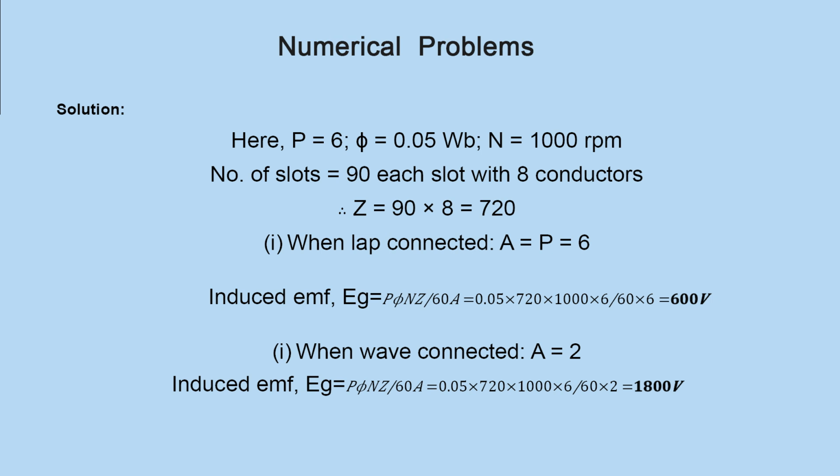So you will get some kind of objective question: whenever there is a change in the configuration of a DC machine from lap wound to wave wound, what will be the effect on the induced EMF? And no doubt the induced EMF will be increased, considering all other parameters are still the same. Okay, so in this way you can understand the numerical problem.